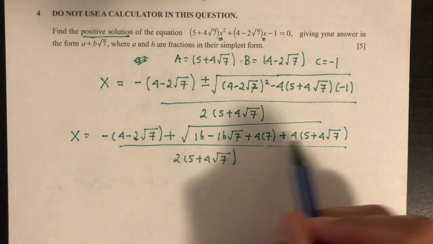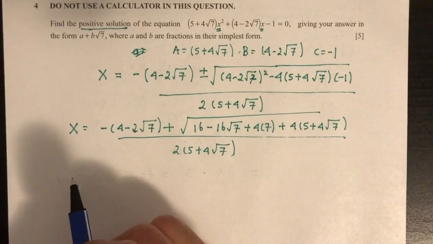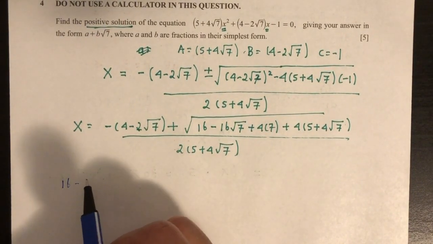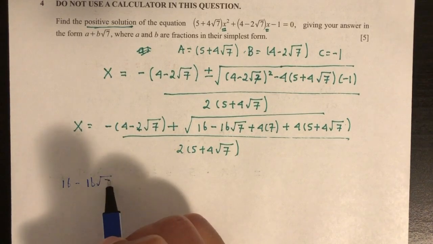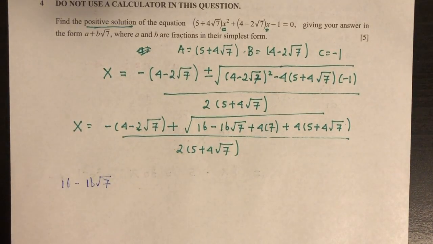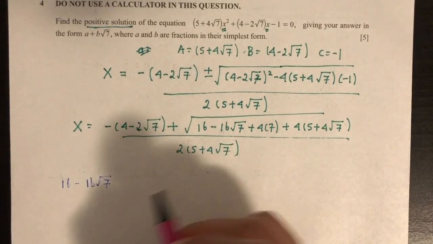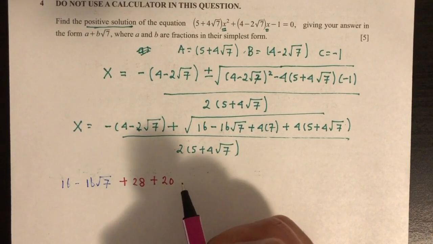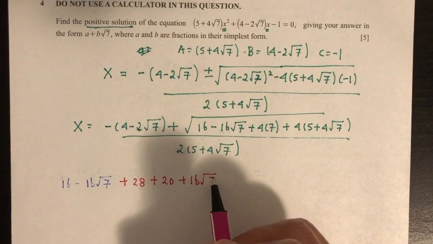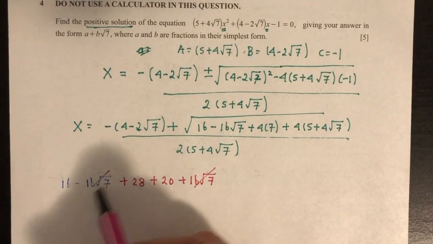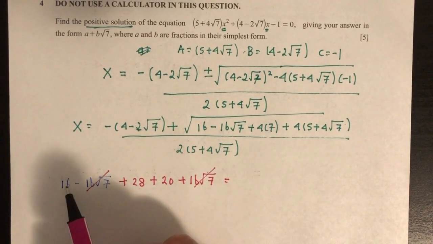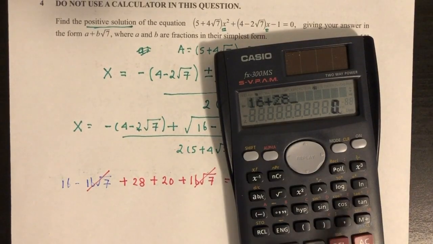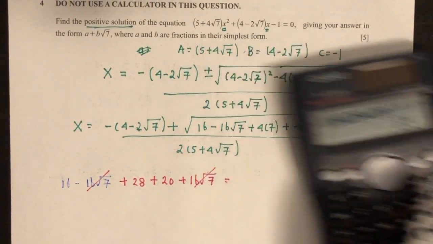Now let's do this on the side. Let's simplify this on this side. So what do we have on the inside? We have 16 minus 16 root 7 plus 28 plus 20 plus 16 root 7. So this and this goes away, and the rest will be 16 plus 28. So 16 plus 28 plus 20, that will be 64.